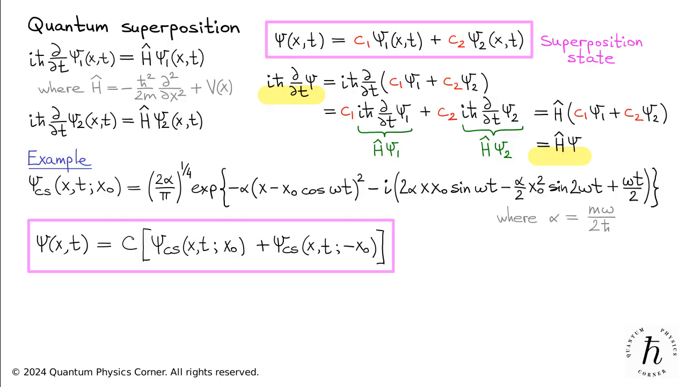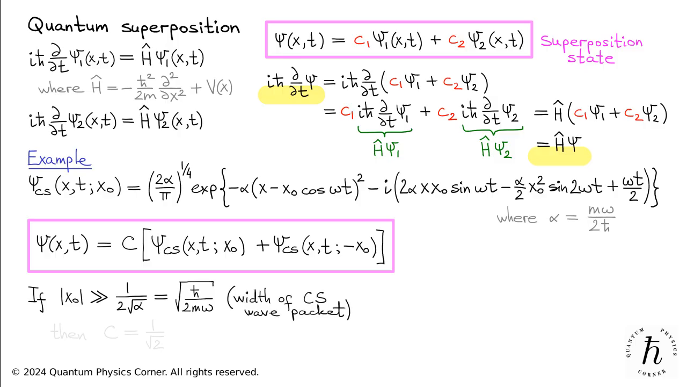In particular, working through this exercise, you will discover that the normalization constant takes on a simple, parameter-independent value when the two coherent states are initially separated by a distance much larger than their width. More precisely, if the absolute value of x sub 0 is much greater than 1 over 2 square roots of alpha, which represents the spatial width of the coherent states, then c simply equals 1 over the square root of 2.